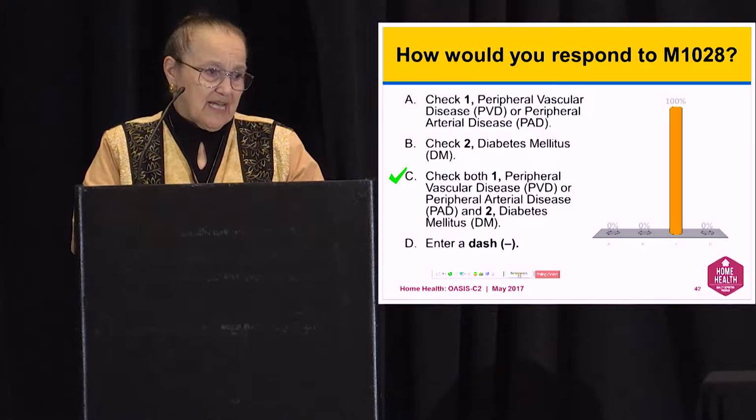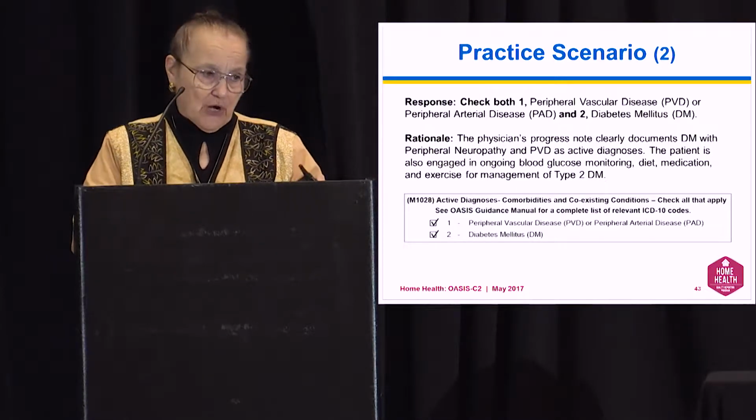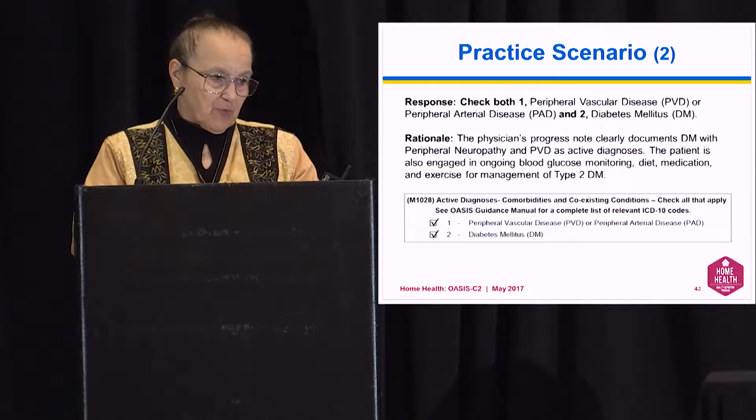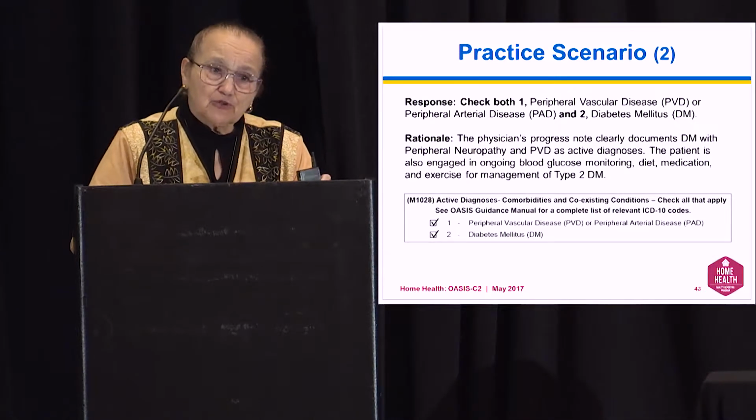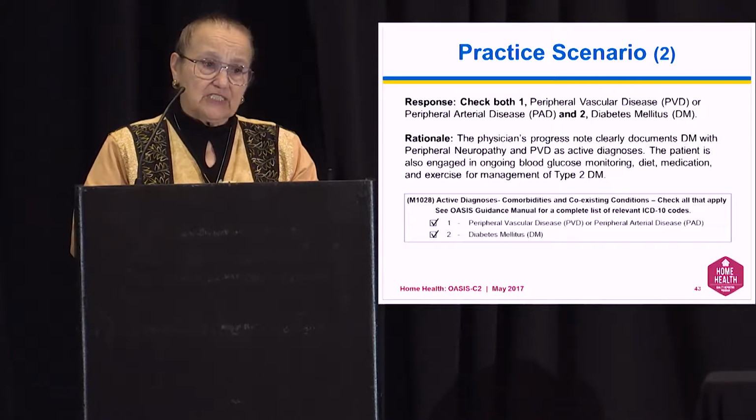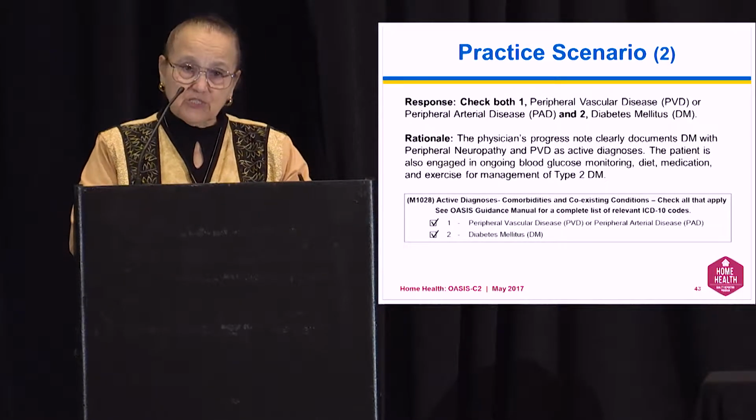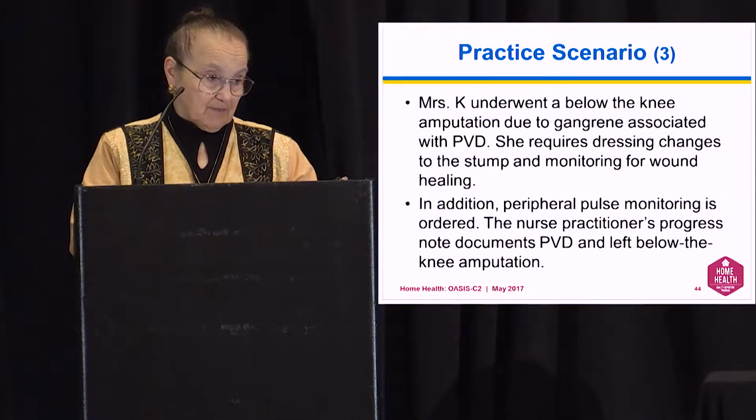And the correct answer is to check both. Because, based on the physician's progress note, it clearly documents that this patient has diabetes with peripheral neuropathy and PVD. The patient has an active treatment regimen that includes specific tasks related to treating his diabetes. And for that reason, your M1028 should look like that at the bottom with both boxes checked.